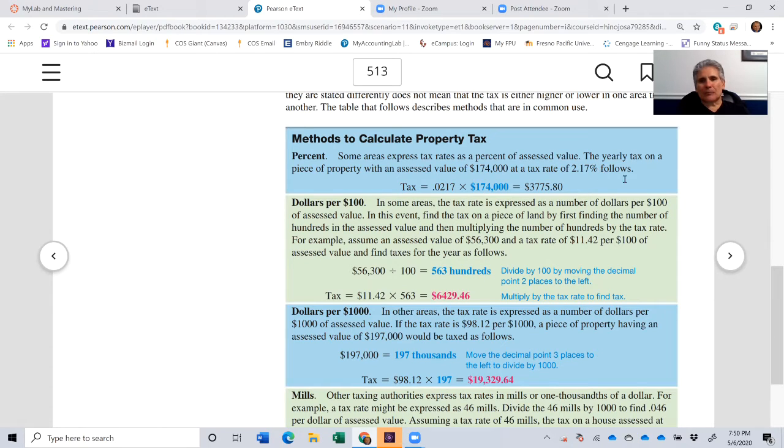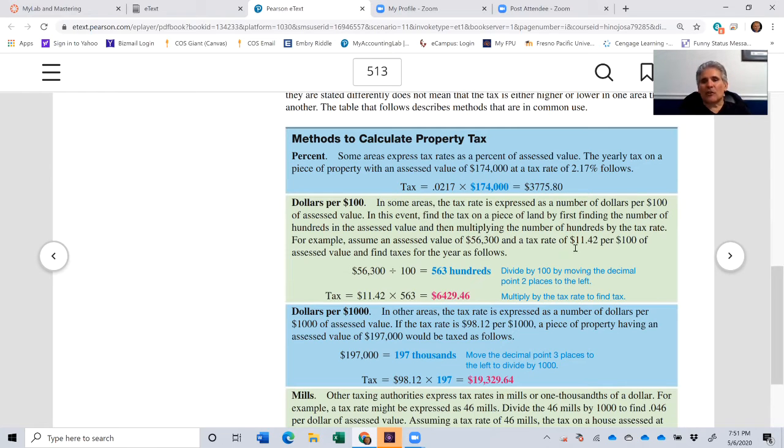But in this example here, it looks like it's 2.17%. So 0.0217 multiplied by the assessed valuation, boom, it's $3,775.80. Apparently, some states actually use what's called dollars per 100. So the tax rate of this example here is $11.42 per 100 of assessed value. The way we're going to figure this out is we're going to take 56,300, that's the assessed valuation. And the first thing we need to do is divide it by 100 to find out how many hundreds are in 56,300. And that turns out to be 563 hundredths.